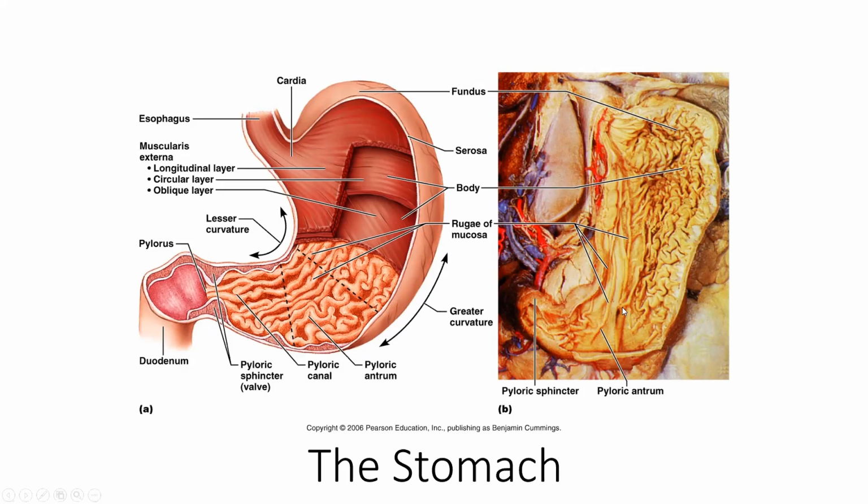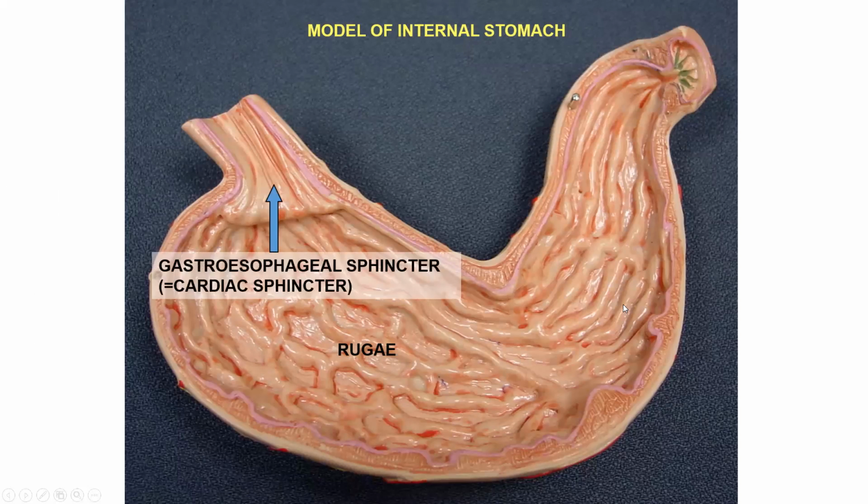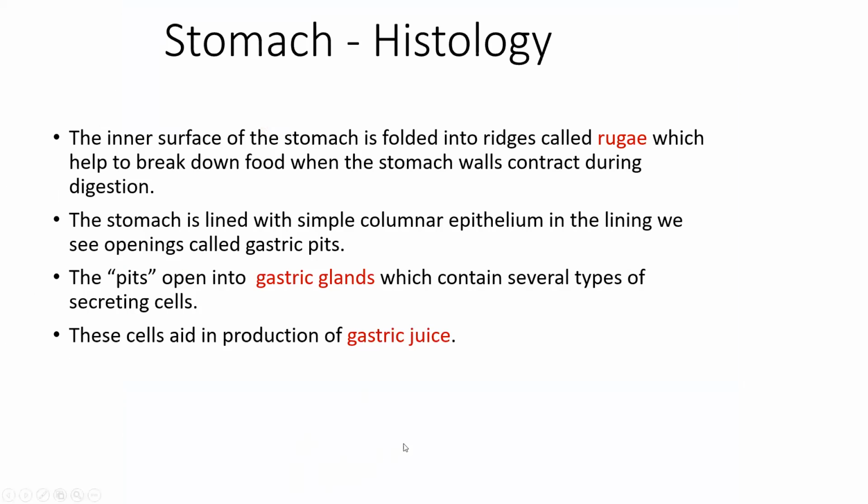Okay. Now, internally, there's the rugae again. Gastroesophageal sphincter or cardiac sphincter, pyloric sphincter. So what's inside the rugae that makes this thing work? Well, the stomach is lined with simple columnar epithelial cells. And within those cells, we have gastric pits. And in the gastric pits, we release something called gastric juice.